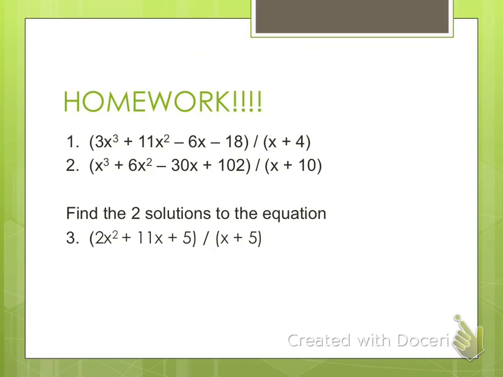And there is the homework. Again, use synthetic division for all these problems.